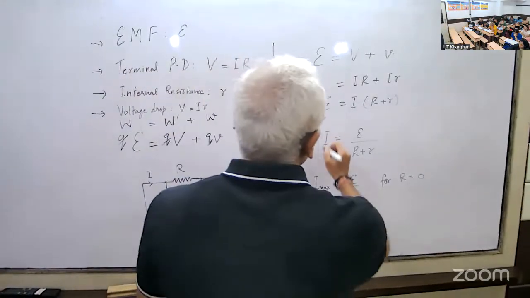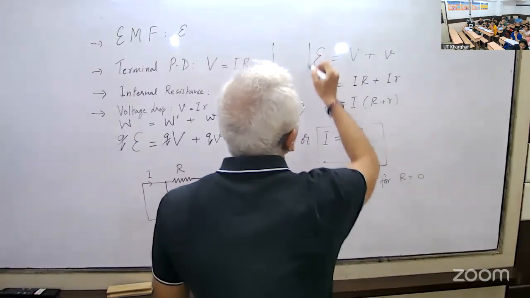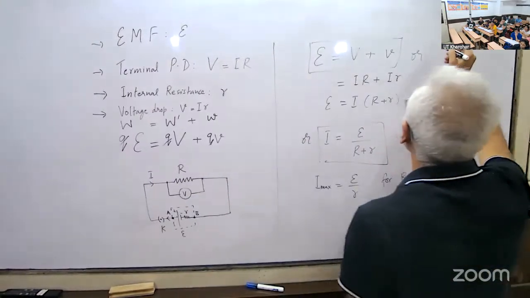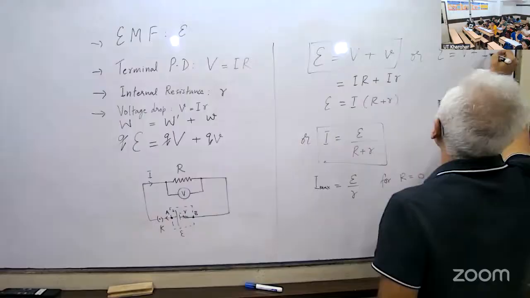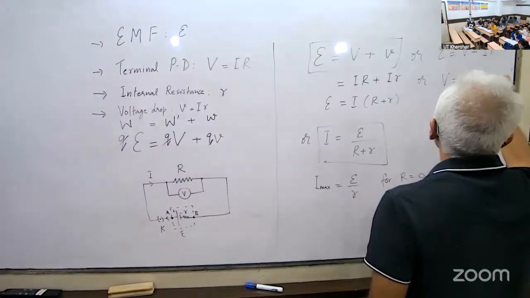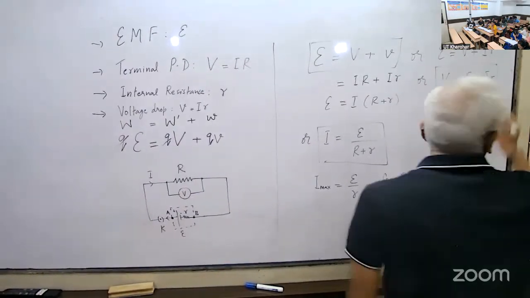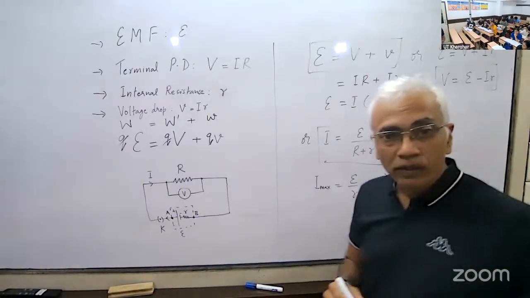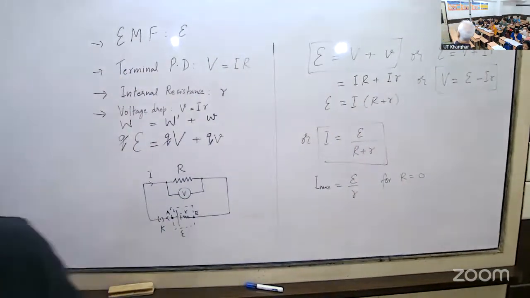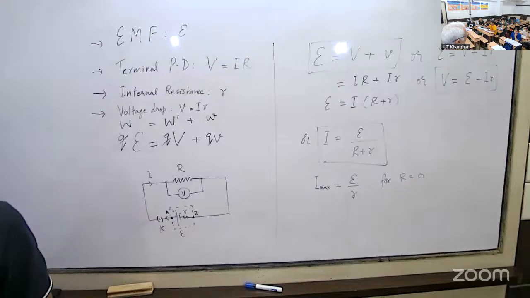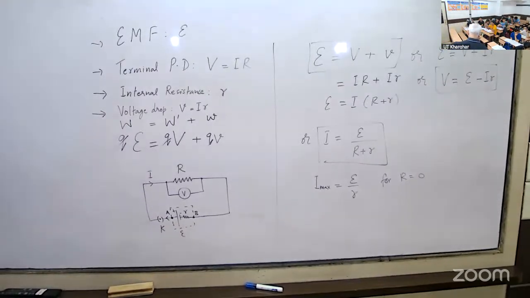These are some of the expressions which are useful to you. If you can write it in this form as well, E is equal to V plus Ir, or E is equal to I(R plus r). These three equations are very useful for solving numericals. We did up to here in the last class. We also discussed the factors that affect EMF and internal resistance. Did we discuss that?